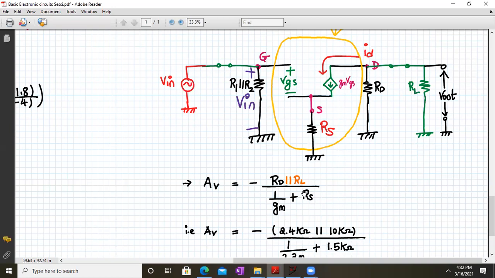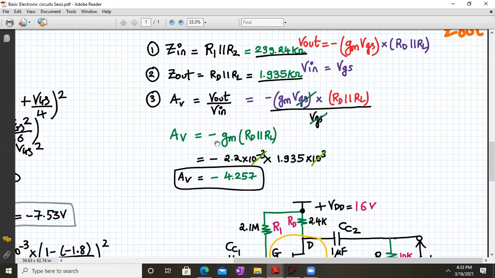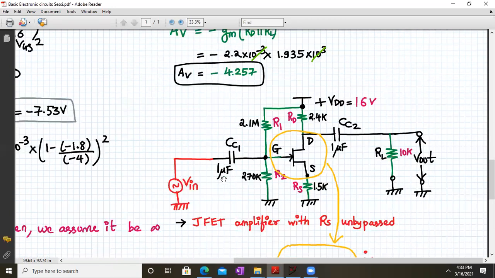So you can cross check this. If RS is 0, as in the earlier case, what does the formula become? The formula becomes minus GM RD parallel to RL. I hope that you got this point. If RS was 0, the formula goes back to the previous one, that is minus GM RD parallel to RL.